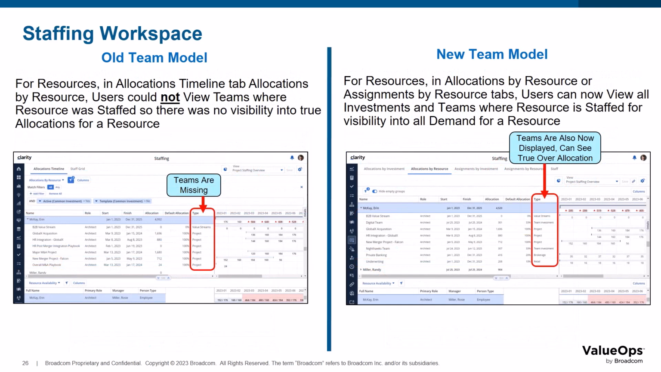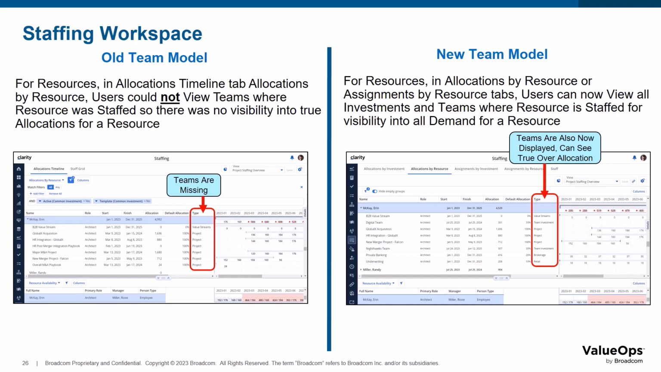On those same screens now, if we look at the allocations timeline and the allocations by resources, instead of looking at the team resource Nighthawks, we're going to look at a regular resource, Aaron McKay, whom we know is staffed to both teams and regular investments. Notice that in the old model, any teams that Aaron is staffed to are not appearing in this timeline. So you don't really have a true picture of what her demand is.